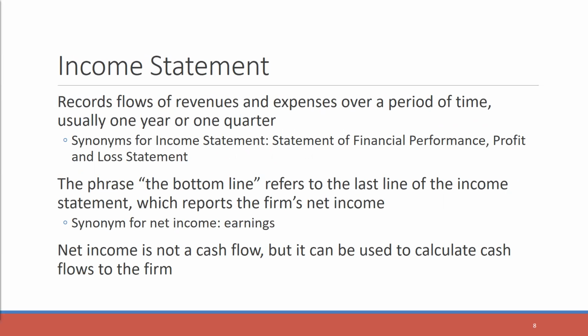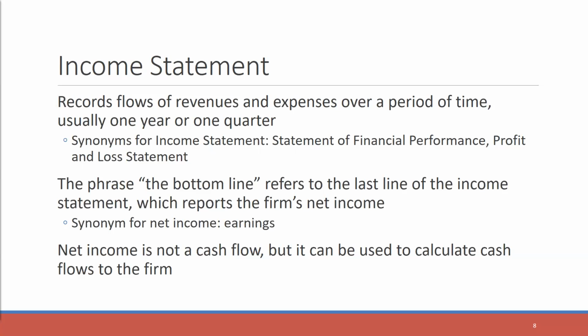The income statement is going to record flows of revenues and expenses over time, usually 1 year or 1 quarter. So if you've ever heard somebody say a P&L statement, this is what they're talking about. The phrase bottom line is going to refer to the last line of the income statement, which is going to report the firm's net income. Another synonymous term for net income is earnings.